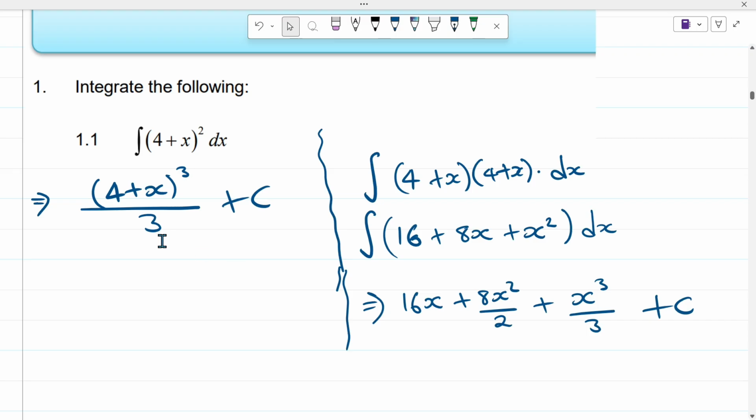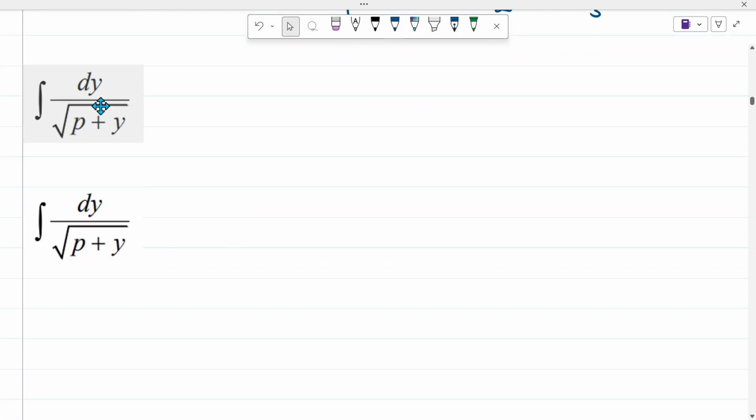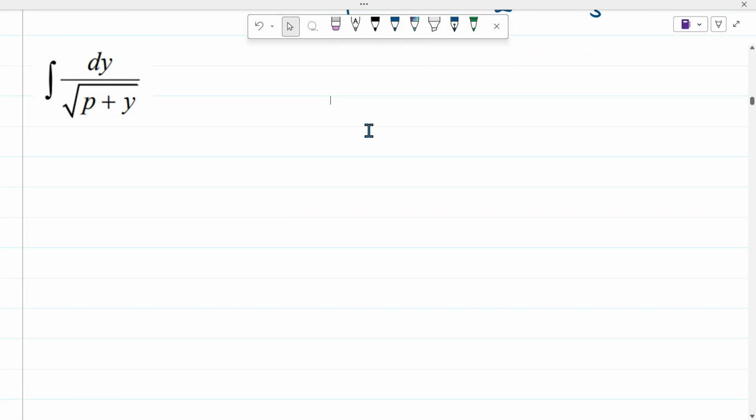Another thing, guys, both answers are correct. I repeat, you can have two solutions for one integral question. Both of them are correct, provided that you didn't make a mistake, of course. Let's continue. So we have another question.